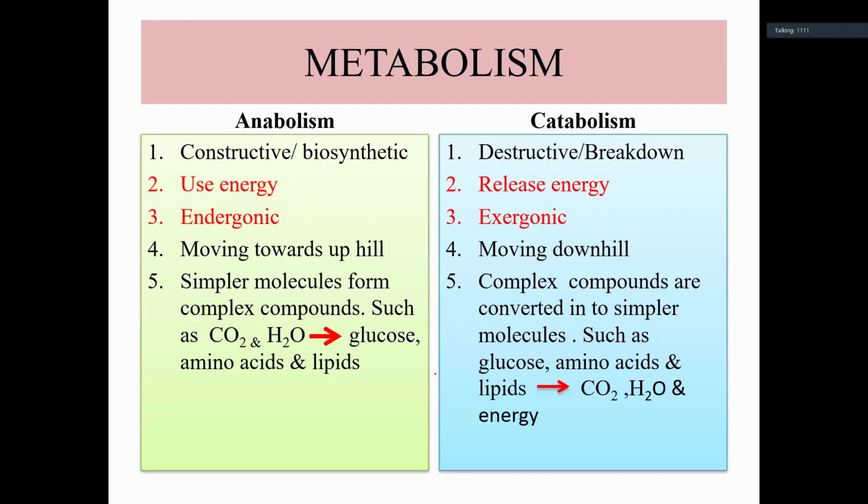And we discussed the difference between anabolism and catabolism, and we saw that anabolism uses energy, catabolism releases energy. Anabolism is endergonic, catabolism exergonic. We said that in anabolism, you use energy, like you are going uphill. Catabolism is like you are going downhill very fast. Anabolism, simple molecules form compounds, and catabolism, larger molecules convert into smaller compounds. So what does it mean by moving uphill? You are going towards a mountain. On the mountain, it is difficult. Coming from the mountain is easy.